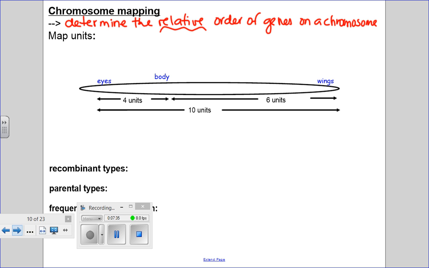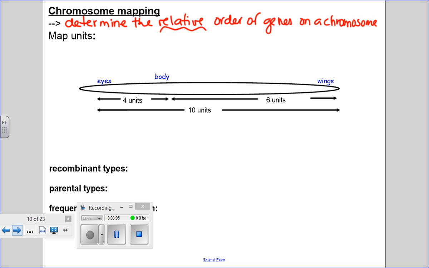And I underlined the word relative because generally the thing that we're going to ask you is which one comes first, which one comes second, which one comes third. Now, when we map a chromosome, we are not going to use actual measurements of distance because those measurements would be ridiculously small and they would be hard to work with. They would be weird decimal numbers or things measured in things like nanometers or picometers, very small numbers.